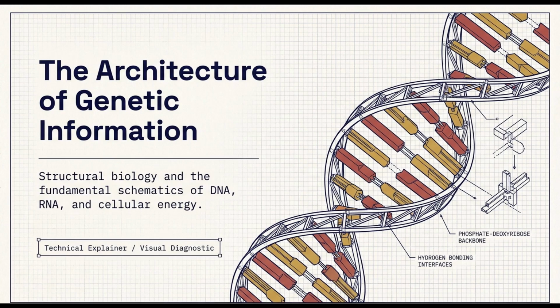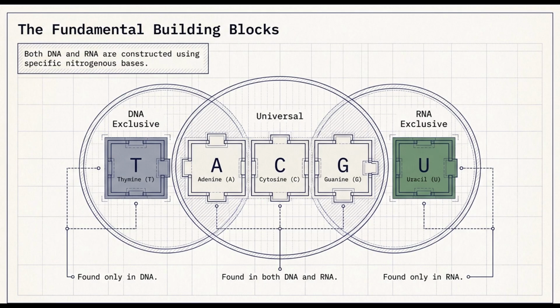Okay, let's start with the nitrogenous bases. That is the fundamental building blocks, right? So both DNA and RNA are constructed using specific nitrogenous bases. There are five important nitrogenous bases found in nucleic acid: adenine, guanine, cytosine, thymine, and uracil.